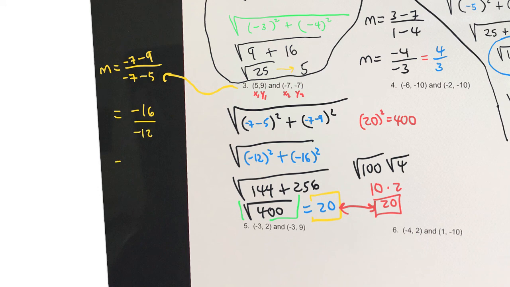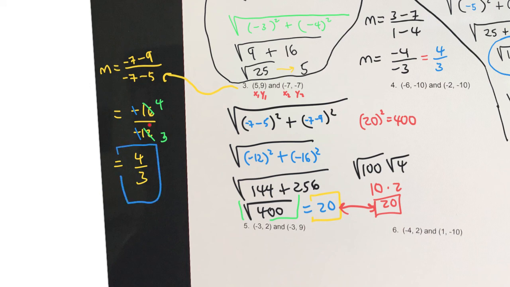Now, first of all, negative over a negative is going to be a positive. So we already know that it's going to be positive over positive ultimately. But not only do these negatives turn into a positive, we could also think of the 16 and the 12 sort of reducing. They're both divisible by 4. 16 divided by 4 is 4, and 12 divided by 4 is 3. So that would reduce and turn into a positive 4 over 3. So that is the slope there.